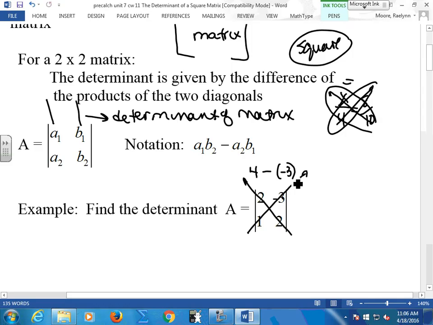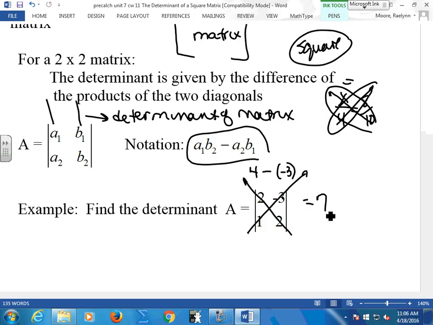So that's your rule for doing this. You're multiplying up and you're subtracting them. So when I subtract this, my determinant would be 7. It's a number that we find for a matrix, and we use the determinant for many things.